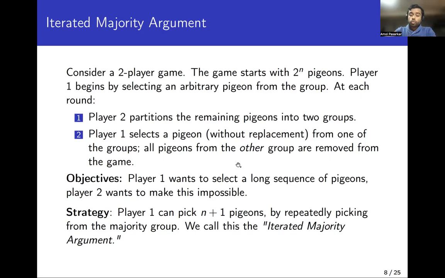To see why, we just apply the Pigeonhole principle at every stage. And we can use the bound induced by the Pigeonhole principle to argue that so long as player 1 is picking from the majority, there's going to be a certain amount of pigeons left, and we can continue this argument for n stages to get to a final result of n plus 1 pigeons. So we're going to call the argument that's used here the iterated majority argument.